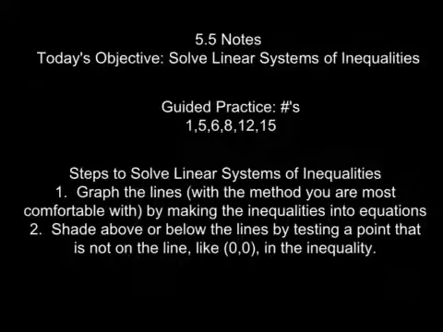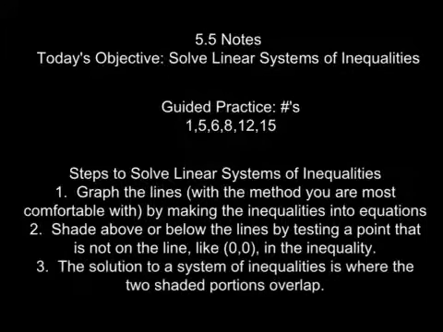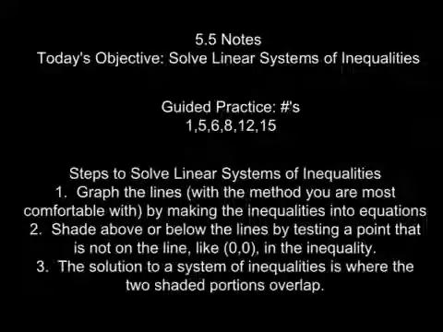And secondly, you're going to shade above or below the lines by testing a point that's not on the line, like 0, 0. And you test that point in the inequality, not in the equation. And the solution to a system of inequalities is where the two shaded portions overlap. Now let's look at our examples.